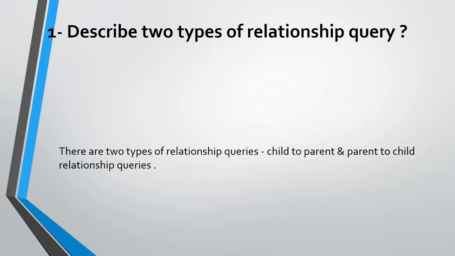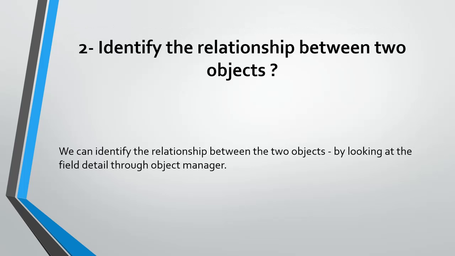Describe two types of relationship query. There are two types of relationship queries in Salesforce: child to parent and parent to child relationship queries. 2. Identify the relationship between two objects. We can identify the relationship between the two objects by looking at the field detail through Object Manager.